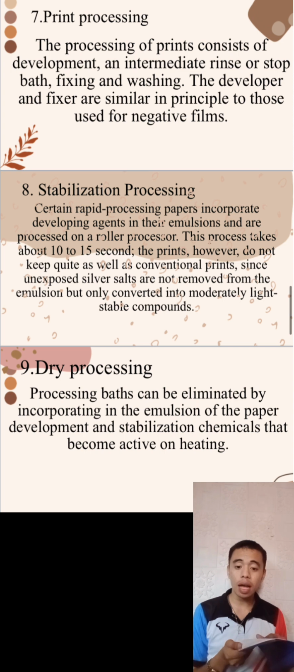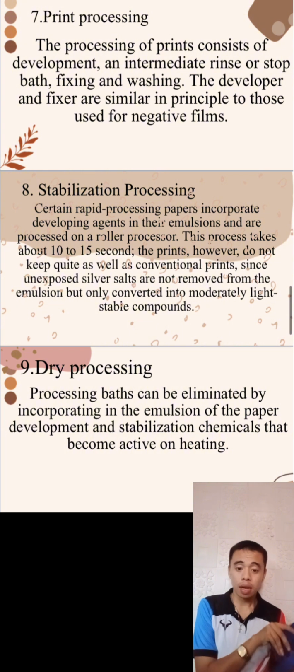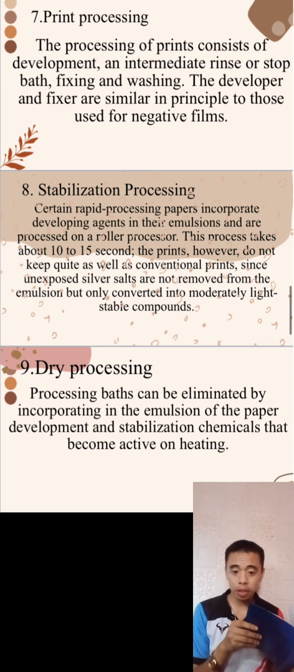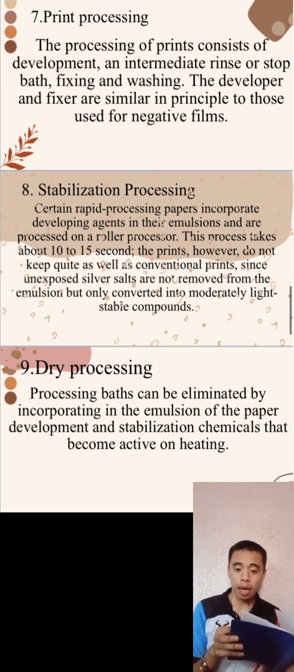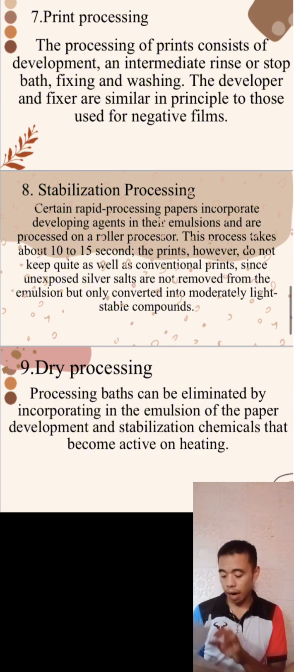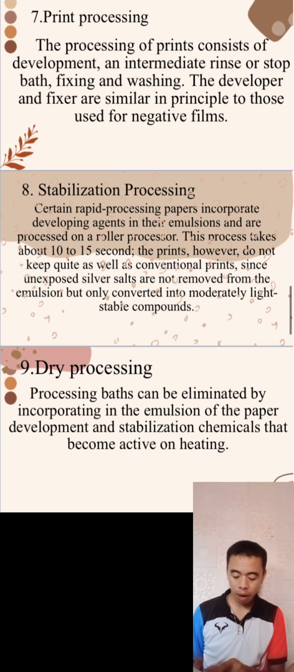And then the last one is dry processing. Processing baths can be eliminated by incorporating in the emulsion of the paper development and stabilization chemicals that become active on heating. So dry processing means the process baths can be eliminated by incorporating the chemicals into the chemical emulsion.